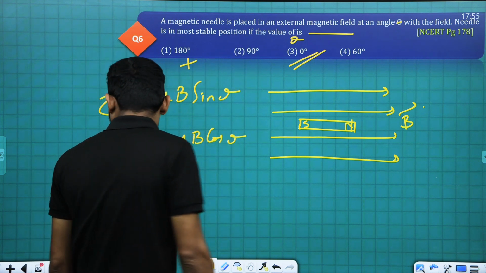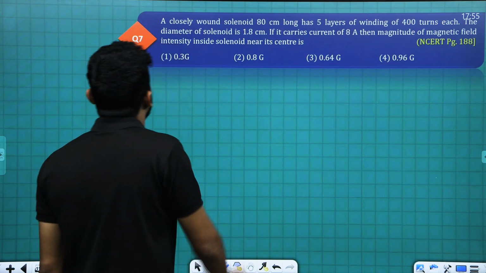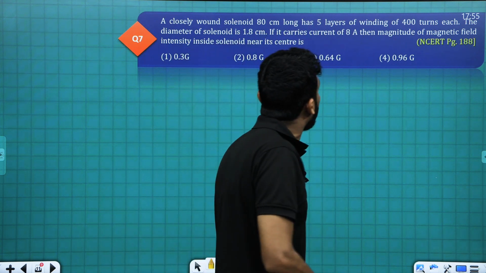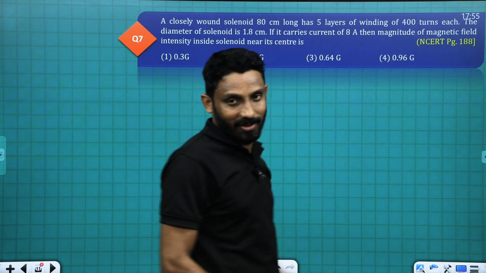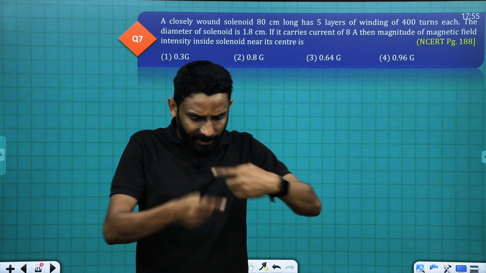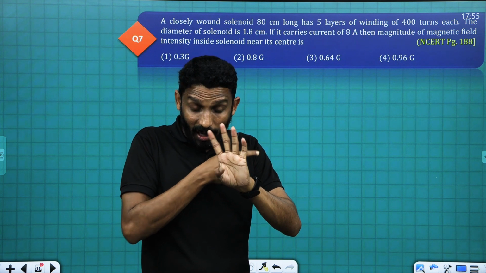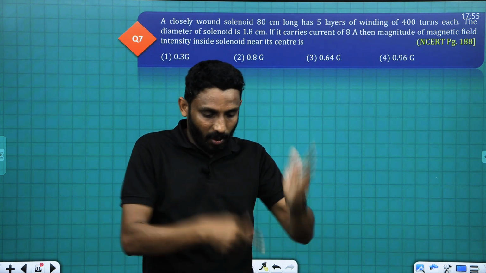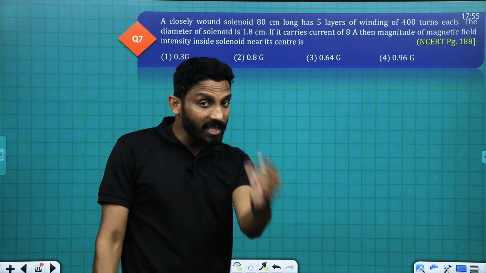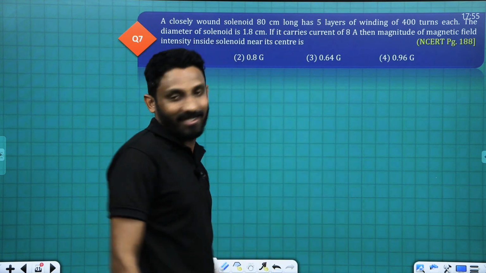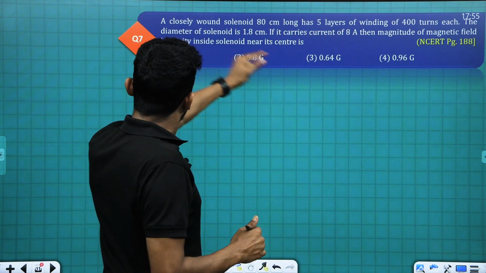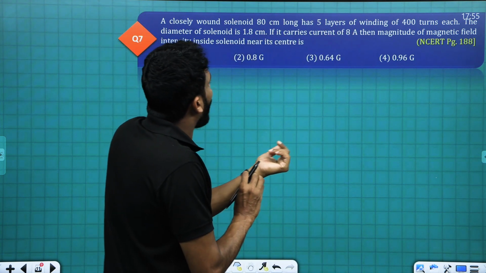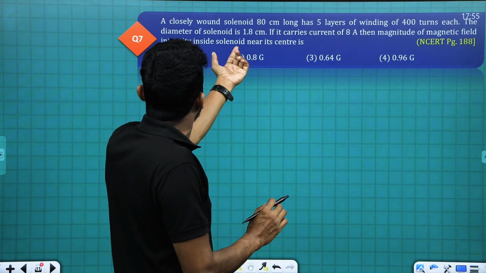The next one, number 6. A closely wound solenoid 80 centimeter long has 5 layers of windings of 400 turns each. There is a layer which has 400 turns, and there are such 5 layers, totally 5 layers, and each layer consists of 400 turns. The radius of the solenoid is given. If it carries a current of 8 ampere, then the magnitude of magnetic field intensity inside the solenoid near its center is.